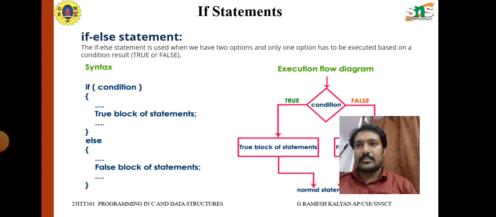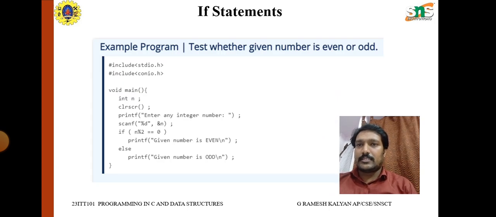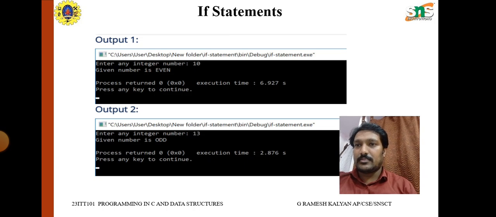This is the if else statement, and this is an example to test whether a given number is even or odd. We get a number and divide it by 2, and if the remainder is equal to 0, then it is even, or else it is odd. This is the output. For 10, as it is an even number, it is displayed as even number.